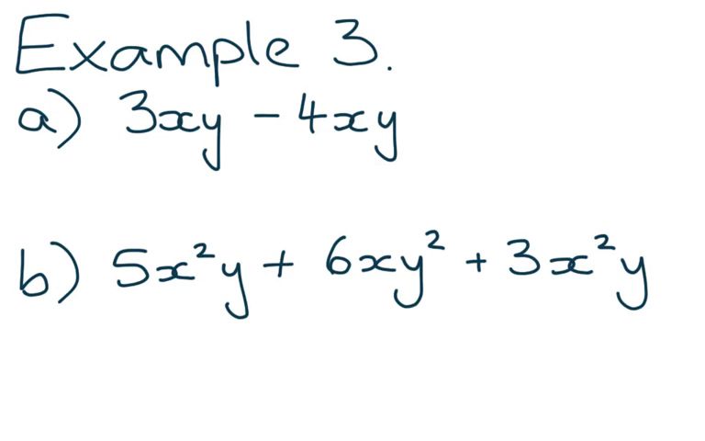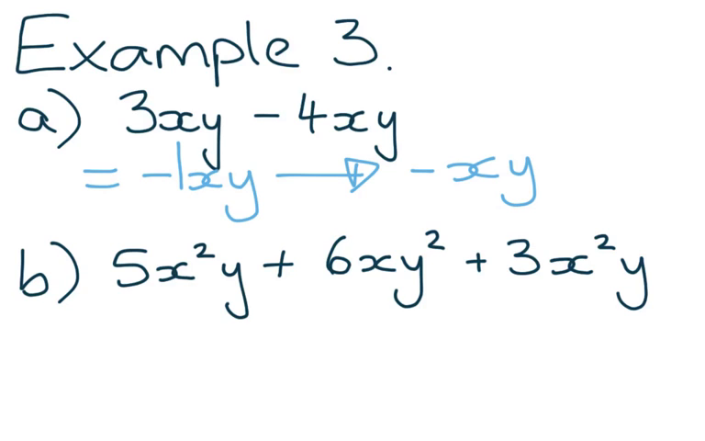Example number 3, we've got 3xy take away 4xy. So firstly, are they the same? Yes. X times y, we've got an x and a y in both of them. So all we have to do is the coefficients. 3 take away 4 is -1. So we would write -1xy, and hopefully you remember that we actually just write -xy. We don't need to write a coefficient of 1 with algebra.